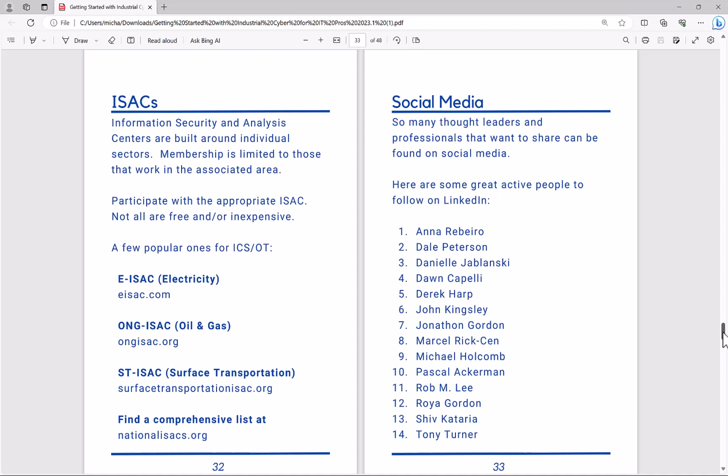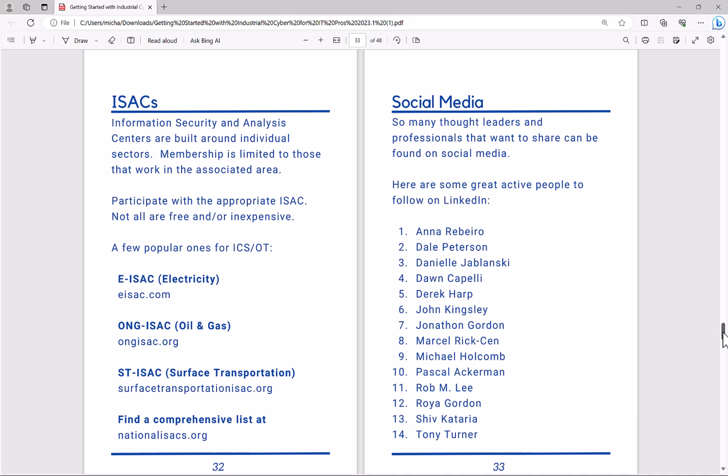So, social media is a great place to connect with people. I just focus on LinkedIn these days. And so here are the folks, you see top 14, all that I can fit on the page, that I follow on LinkedIn and have a lot of great conversations with a lot of these people. They're very active on LinkedIn and contribute a lot to the community. So I wanted to share those with everybody.